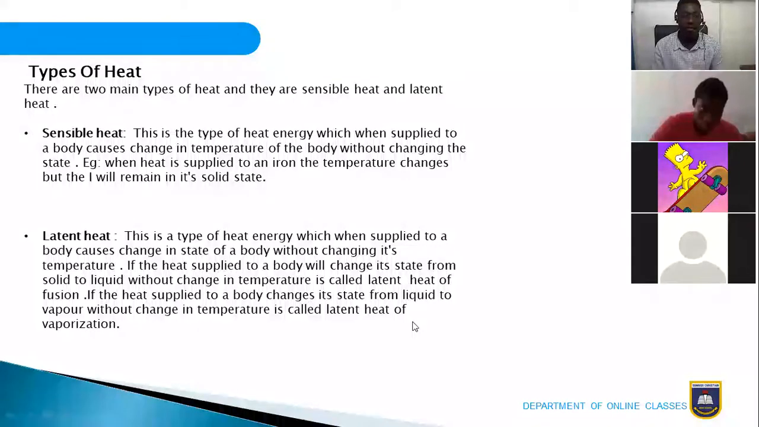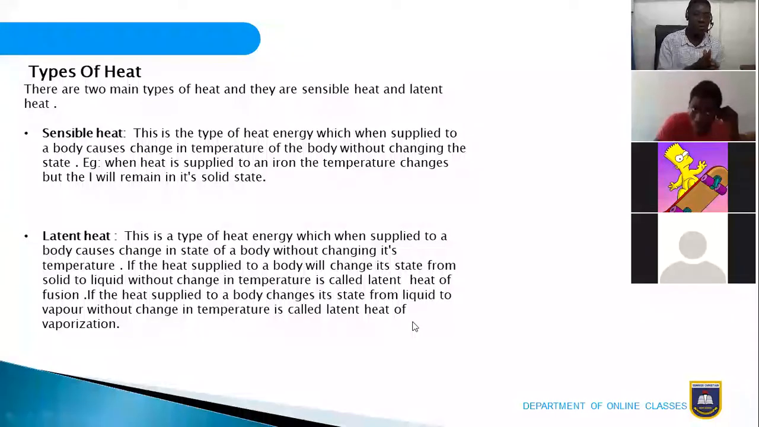For fusion, it's from the solid state to the liquid state without changing temperature. Then latent heat of vaporization is from the liquid state to the vapor state without changing temperature. In certain books, you can also see from the vapor state to the liquid state, it is the same thing. All of them is vice versa.